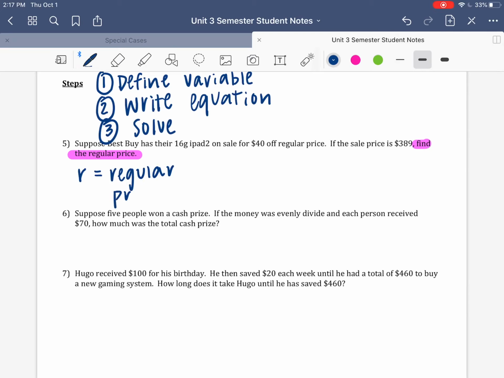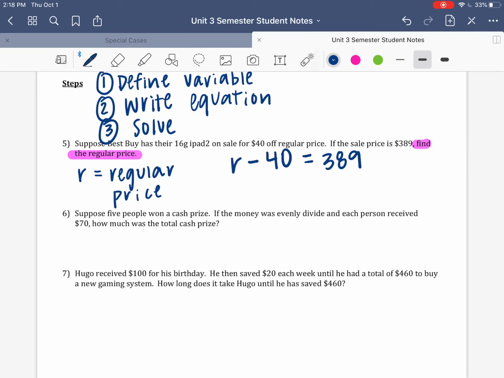And I write that down just so I remember what it is I'm trying to focus in on. So if I'm going to use letter R to represent regular price, now I need to write an equation. It says the iPad is on sale for $40 off. So think about when we have something $40 off, we're discounting that or subtracting $40 from the original price. And then I know the sale price, whatever that amount is, $389.